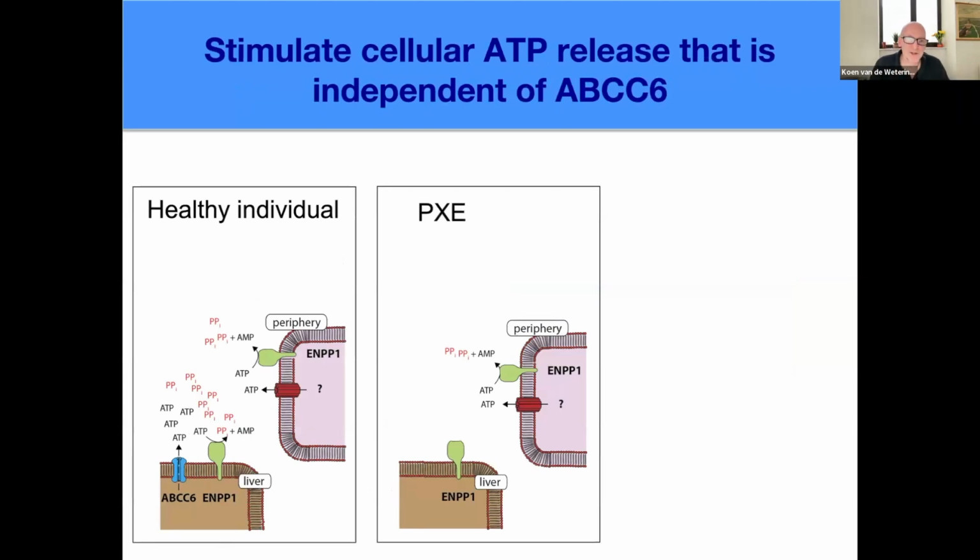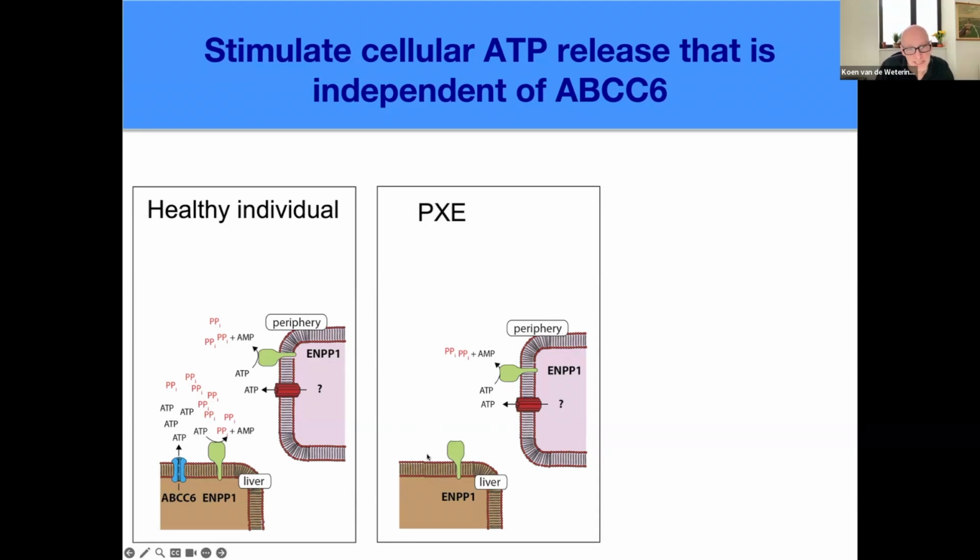In another slide, in another cartoon, that can be depicted as follows. So in healthy individuals, so people that do not have PXE, most of the pyrophosphate that's found in the blood comes from ATP that's being released by ABCC6 into the blood and then converted by ENPP1 into pyrophosphate and AMP. There are, however, also other transporters doing a similar thing.